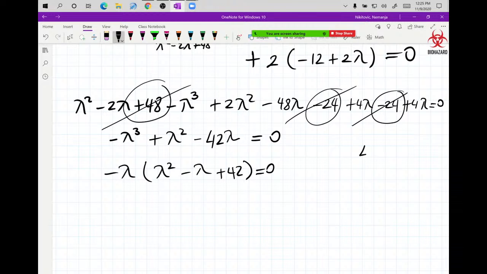Ah, 42, 1 and 42, 2 and 21, 3 and 14. 4 doesn't work, 5 and 6 and 7. Do I have another sign mistake somewhere? This is so close. So that's a positive, that's a negative, that's a positive.